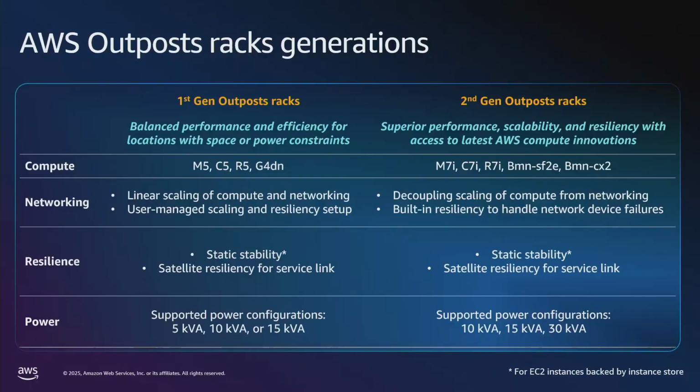Both racks will support static stability, which we'll launch at re:Invent. That means if the connection to the region goes down, the rack workloads will continue to run in a static mode, and also we have a satellite backup for the service link, so if the internet goes down, you can still jump over onto a satellite and continue to use the racks. And the main difference is the power, which is the Gen 1 racks go 5, 10 or 15 kVA, and the Gen 2 racks are 10, 15 or 30 kVA. And that 30 kVA allows you to be much more dense on the packing of your compute.